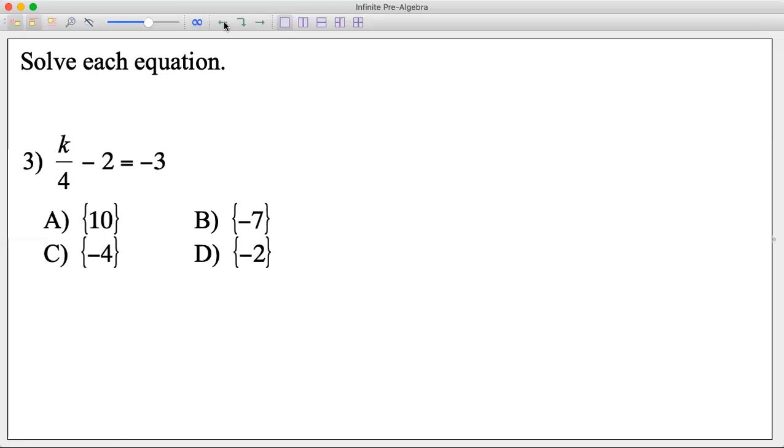Questions on how to solve a 2-step equation? All right. There will be 4 of those on the test. Should be an easy thing.